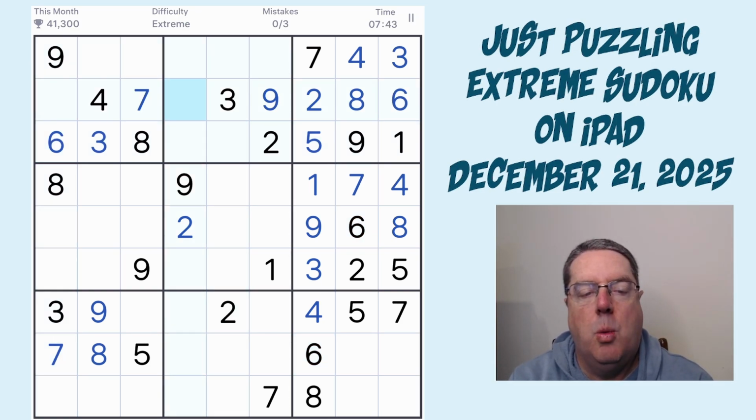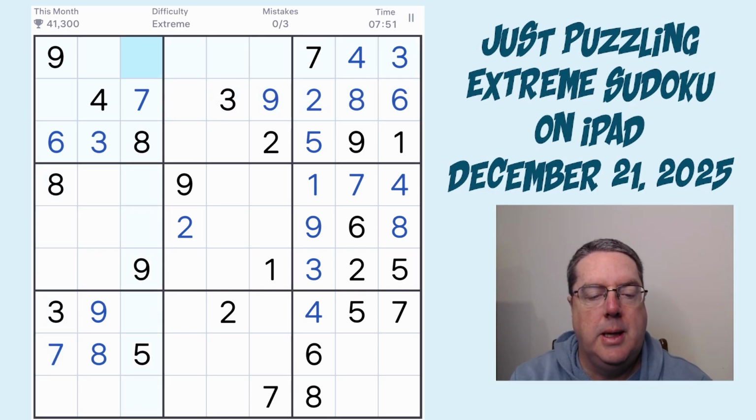7 and 4 here, 1 and 5. So 1 and 5 here, leaving me with a 2 up here. Doesn't matter, but it does matter because what I'm going to ask is where's the 2 in this column? Well, the 2 can't be there, the 2 can't be there, and the 2 can't be there, so it's got to be there. So that's a 2.